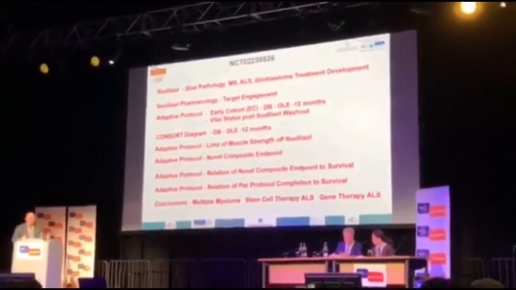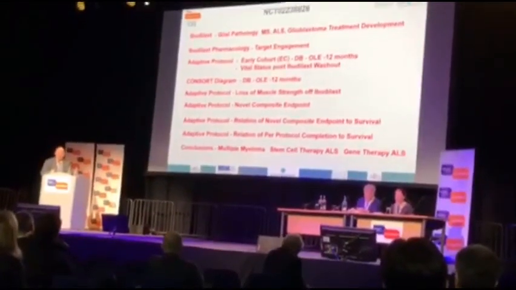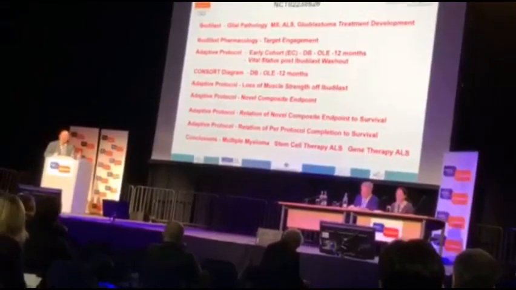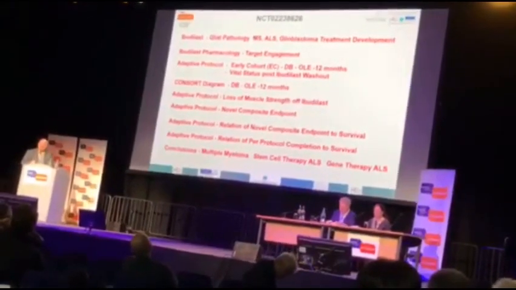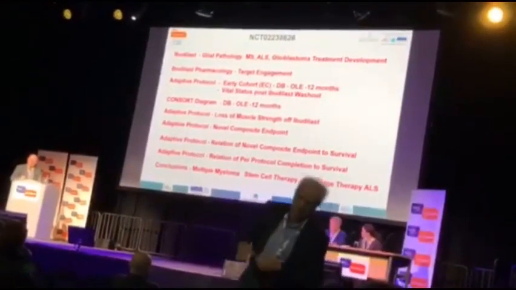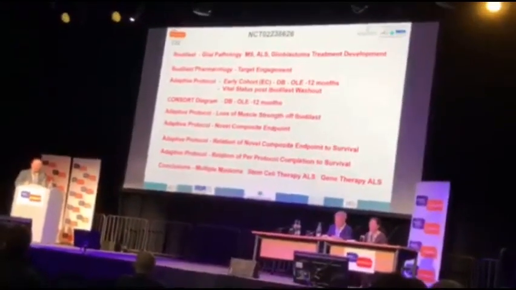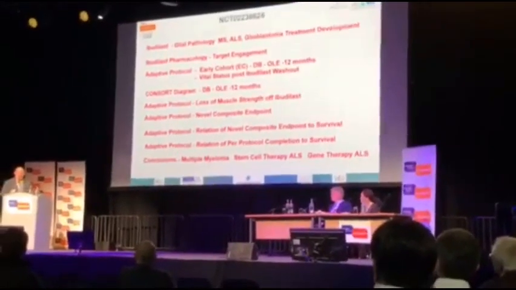We'll look at the adaptive protocol in terms of what we found in terms of loss of muscle strength when people stopped the ibudilast, and how we use that to form a novel composite endpoint. Then we're going to show the relationship of the novel composite endpoint to survival, and also discuss this in the context of per protocol completion, and look at this from the point of view of what Professor Palmer already presented, a treatment epic followed by looking at the survival of that treatment epic. And we're using that in multiple myeloma, some of the studies that Palmer discussed, but also already we're using this in stem cell therapy protocols for ALS and in gene therapy protocols for ALS, single treatment epics.